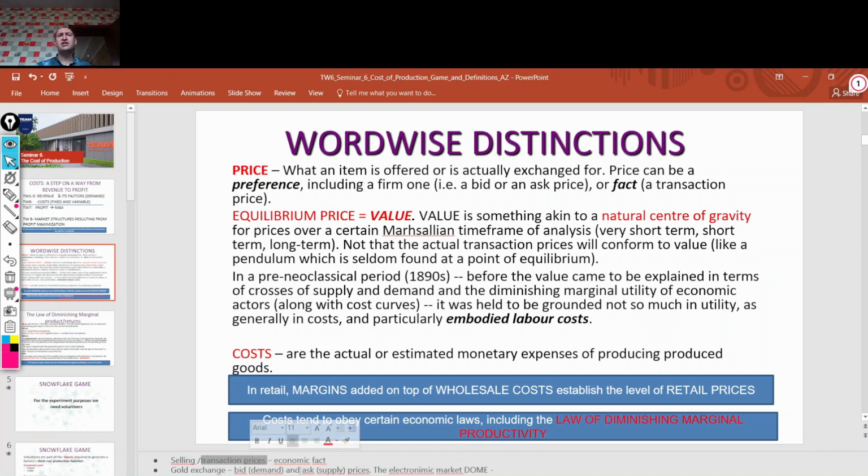Well, is a bid and ask an economic fact? I'm not sure, but you can see it in the DOM. Remember we saw in the DOM the bid price and the ask price in that video about the electronic gold exchange. So price can be both a preference or a matter of fact. Especially when it's a transaction price, it's a matter of fact.